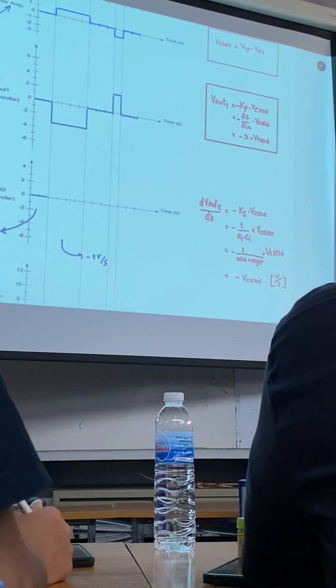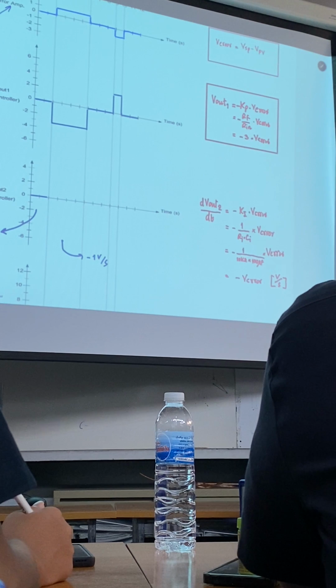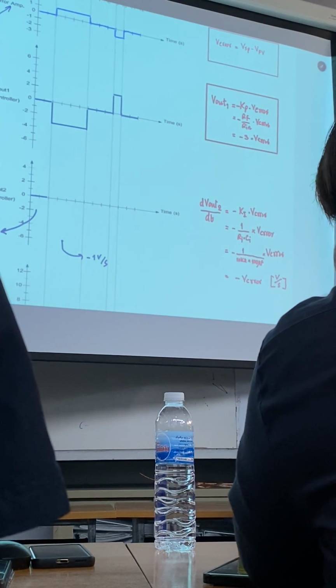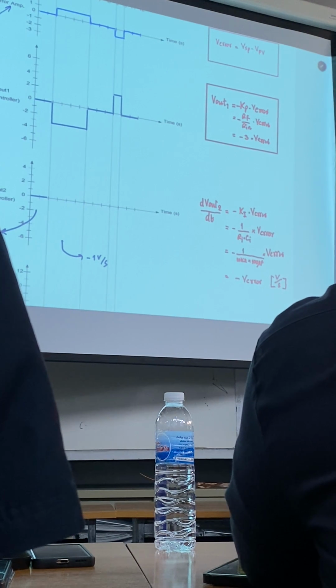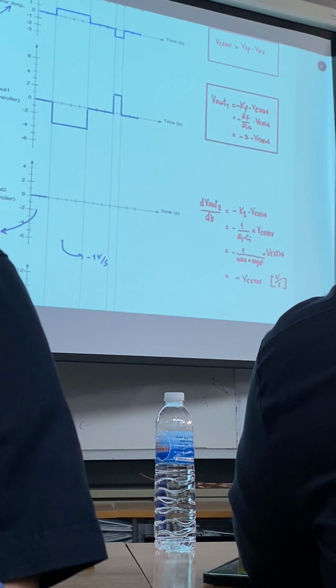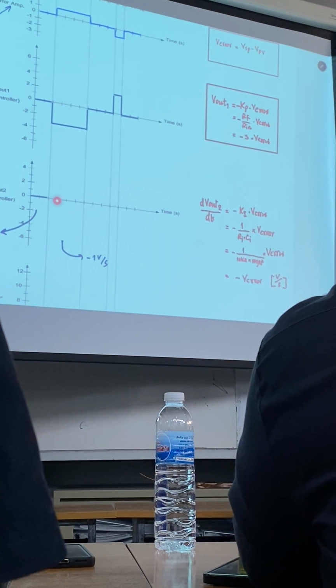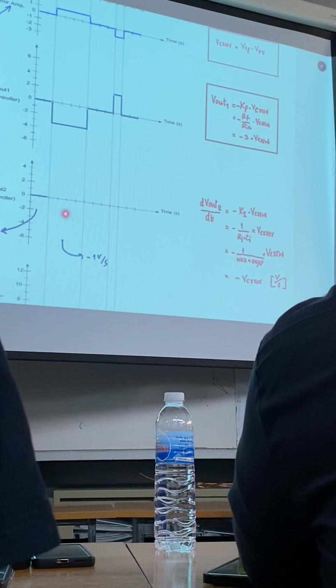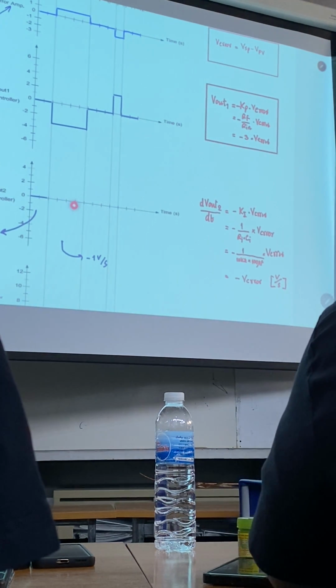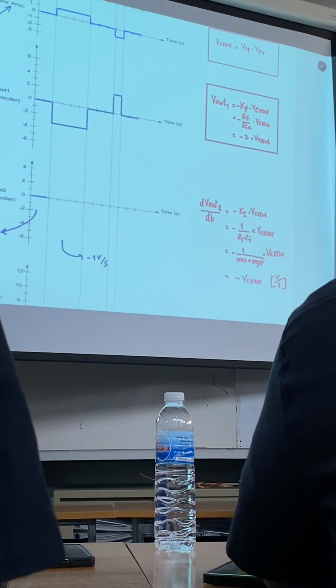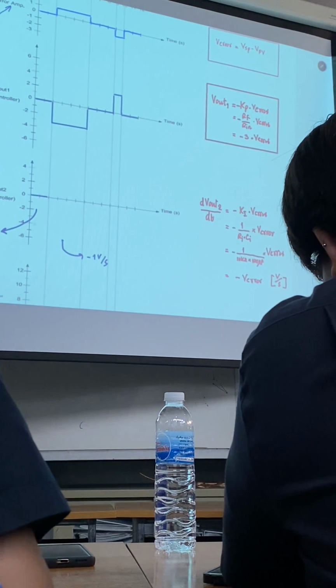What is the meaning of minus 1 volt per second? It means that in the next second, the voltage will reduce by 1 volt. So it means that now if the voltage is at 0 volt, in the next second it will go to minus 1. In the next second it will go to minus 2. The next second it will go to minus 3. And the next second will go to minus 4. That is the meaning. So minus 4 will be around here.